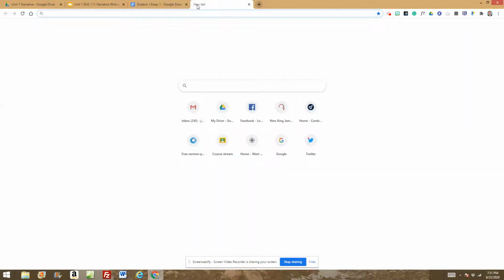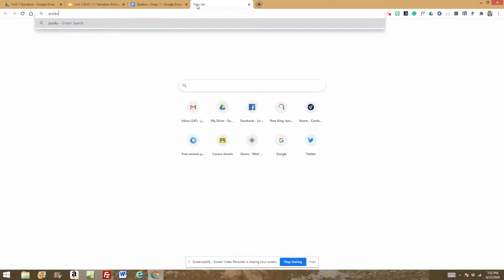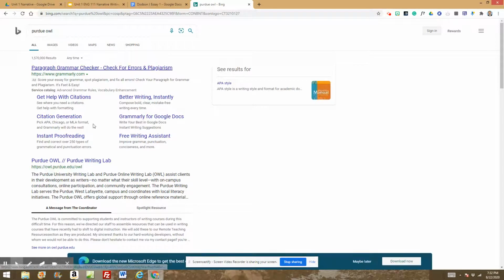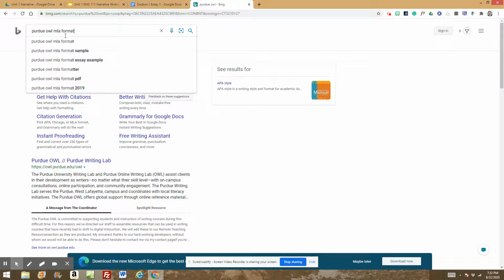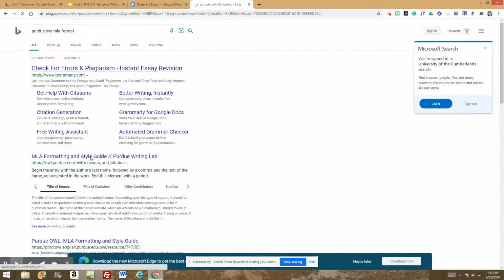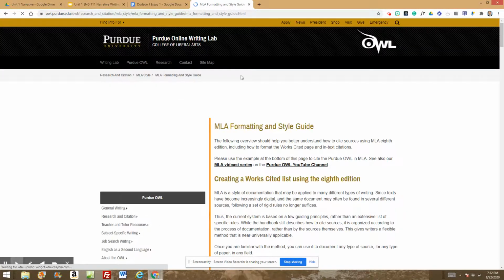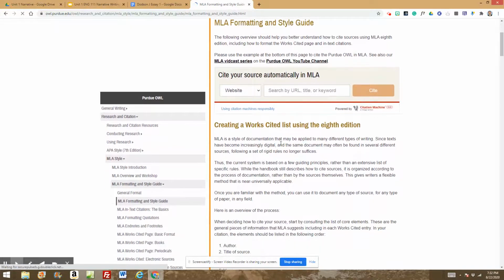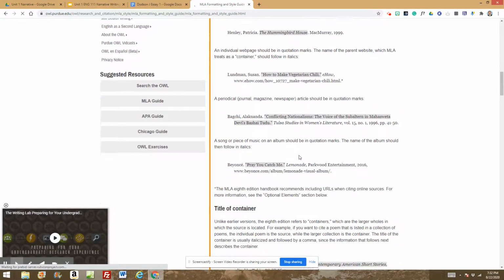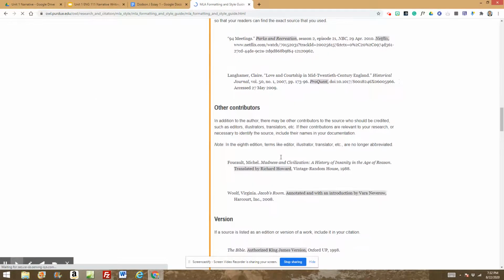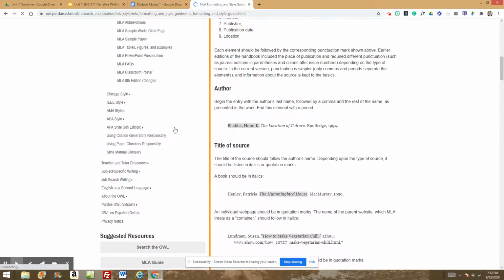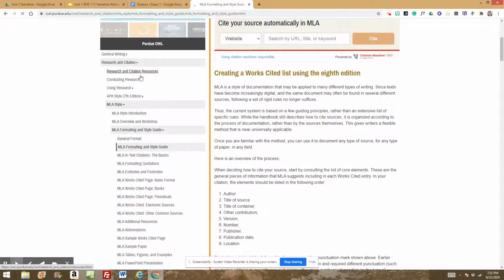Quickly, I want to take you out and show you where you can find everything MLA. So if you will search for Purdue, as in Purdue University, OWL, Online Writing Lab. And I want MLA format. Choose MLA formatting. And this is going to tell me how to do the works cited and all that kind of stuff. But I may just want to see the paper itself. And there should be an example here of how to format just the paper.